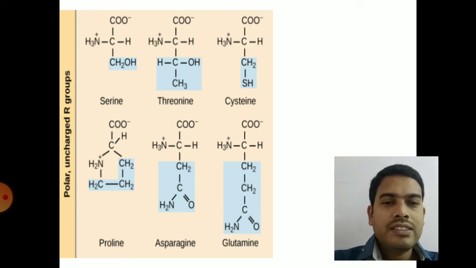So you can clearly see CH2 C double bond NH2, and CH2 CH2 C double bond NH2. So asparagine and glutamine. These two amino acids are derivatives of aspartic acid and glutamic acid. They play an important role in the process of transamination reactions.